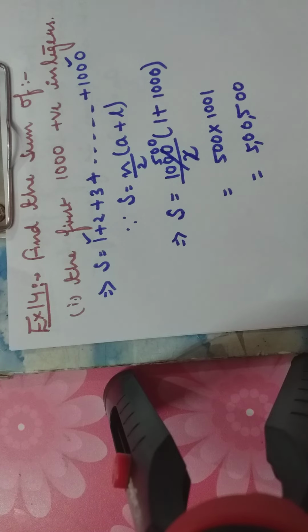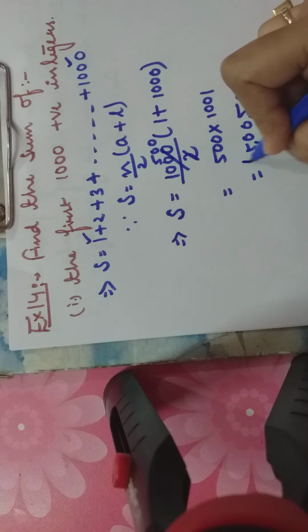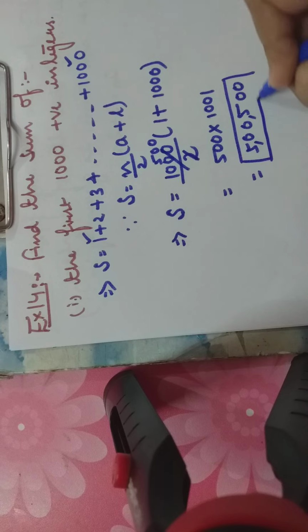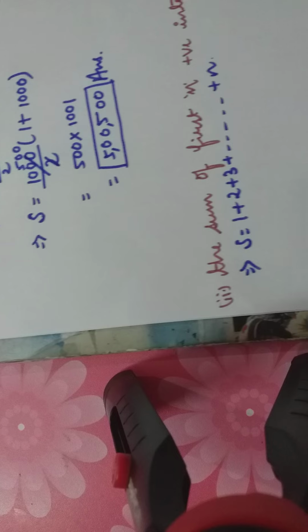So the sum of the first 1000 positive integers is 500,500. This is our final answer. Hope it is clear. The next question.